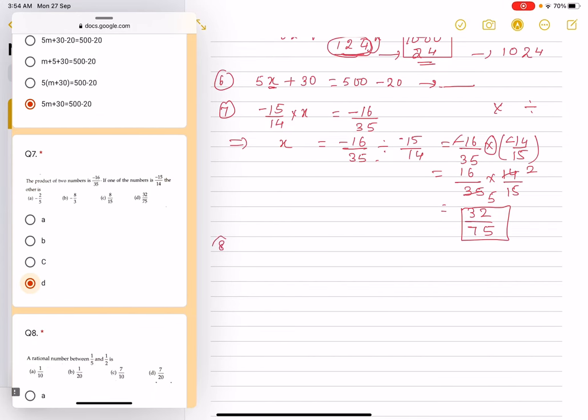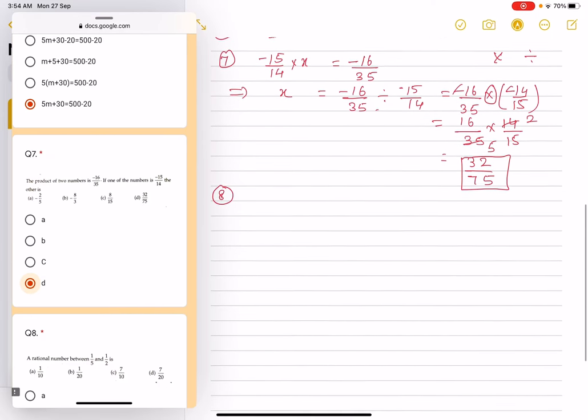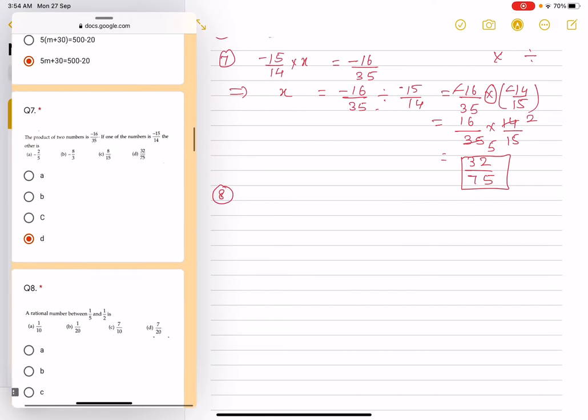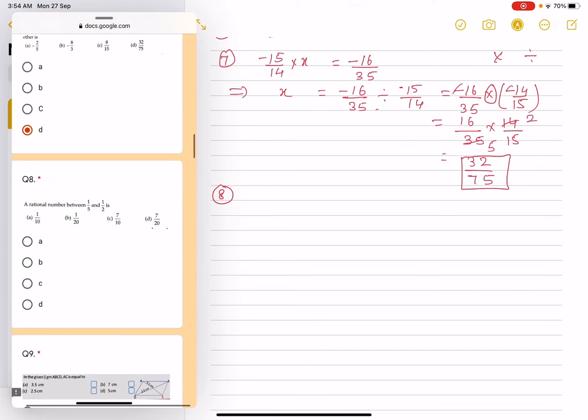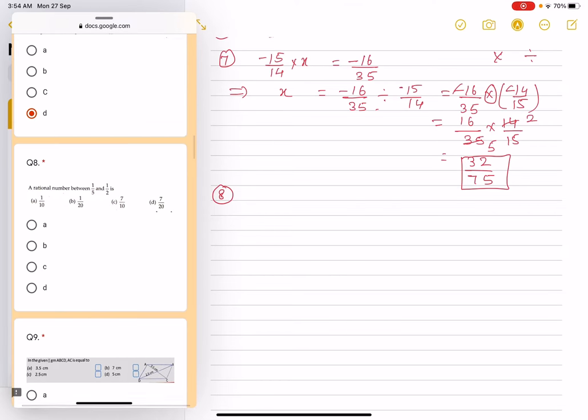Now question number 8. A rational number between 1 by 5 and 1 by 2. Just check, we can come to it from the options also. 1 by 5 is 0.2 and 1 by 2 is 0.5 if you divide it. So any number which lies between these two numbers will be there. So 1 by 10, just go through the options. 1 by 10 is 0.1.